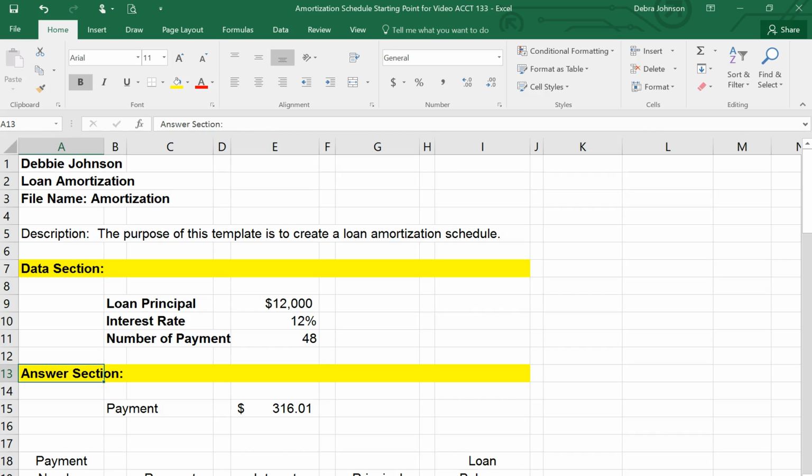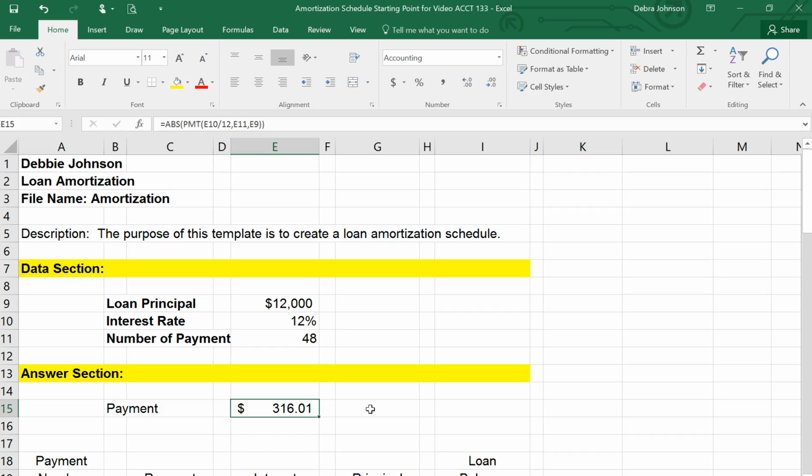In this example, the principal balance of the loan is $12,000, the interest rate is 12% per year, and the number of payments is 48, or 4 years. The first step in the amortization schedule is to compute the monthly payment. We covered this in the last problem. As you will recall, the monthly payment can be computed using the payment function with the three variables separated by commas. In the next section of this handout, we will compute an amortization table.